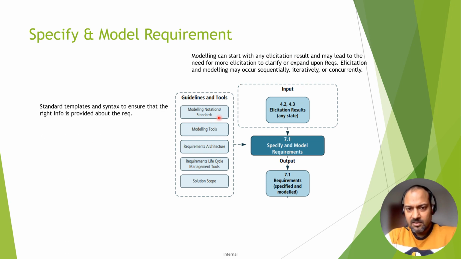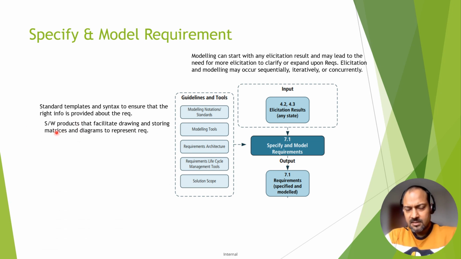Then we have modeling notation and standards, standard templates and syntax to ensure that the right info is provided about the requirements. So if that is the automotive industry, then we have standard templates to fill in the information. Generally in the automobile industry, we use matrices to capture the information. We'll talk about the matrices and the diagrams in the next slide.